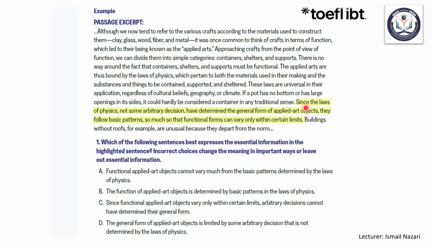So, considering all these points, read this sentence and give me your answer choices.